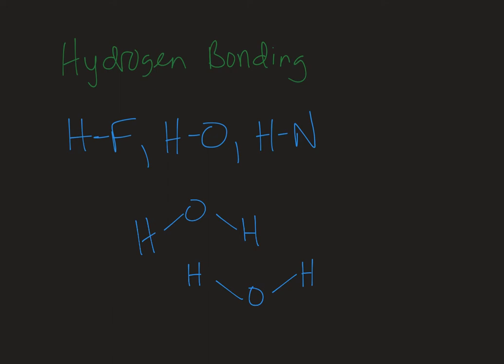Because of the very polarized nature of these bonds, you get these attractive forces between a hydrogen on one water and the oxygen on the neighboring water. And we usually draw a little dashed line like this to indicate these interactions. So these dashed lines here indicate hydrogen bonding.